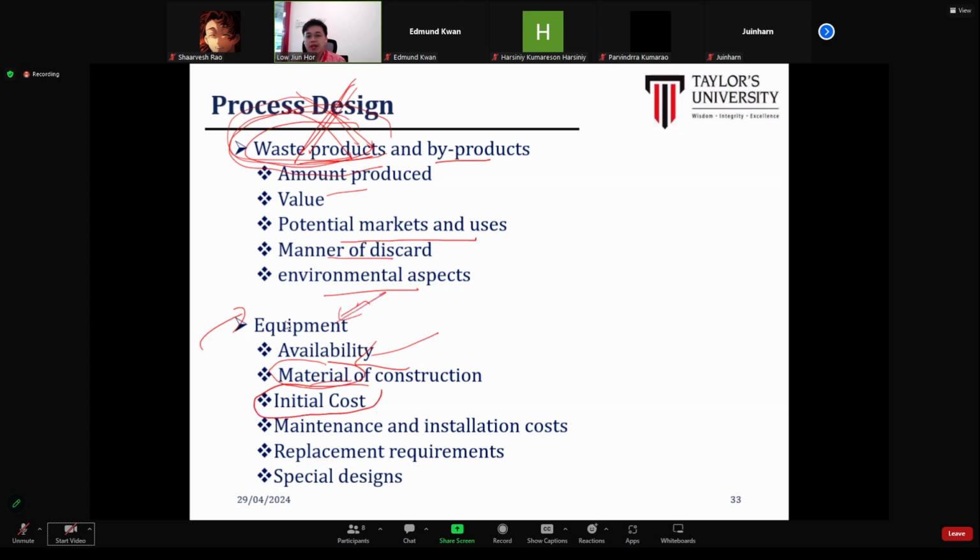And also different equipment needs different maintenance and installation costs. And some of the very unique or special chemical reactions may need very special equipment. Then in that case, you will also influence the maintenance and installation cost, because you cannot get it from a local market. Sometimes you can only get it from, let's say, Europe or overseas.